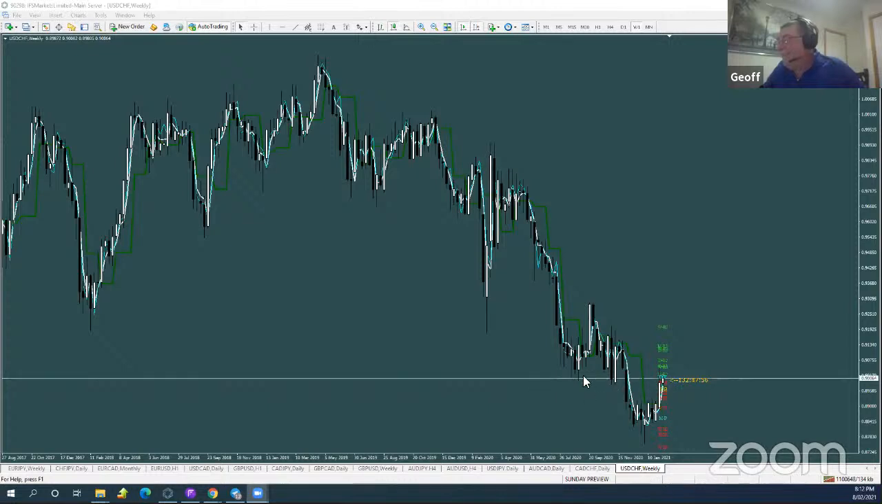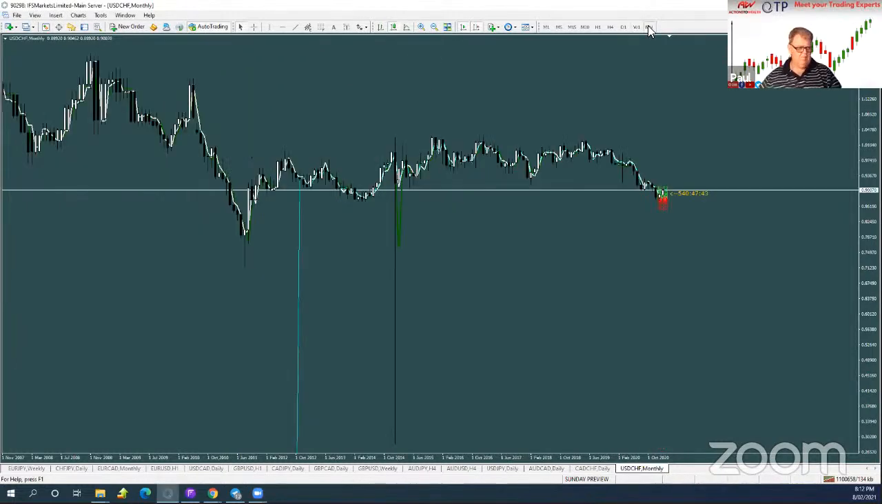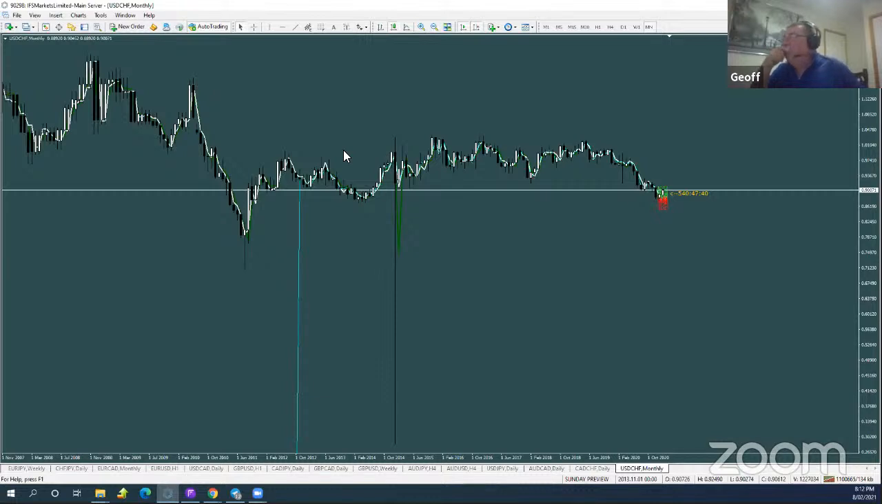So it's pretty clear to me that we're at a strong resistance level, right? Previous support, and in a strong downtrend, no question. What's the monthly telling us? The monthly is really interesting on Dollar Swissy. If you go back to that horrendous time of January 1, 2015, you will know what I'm talking about, where the Swissy got decoupled from the euro.